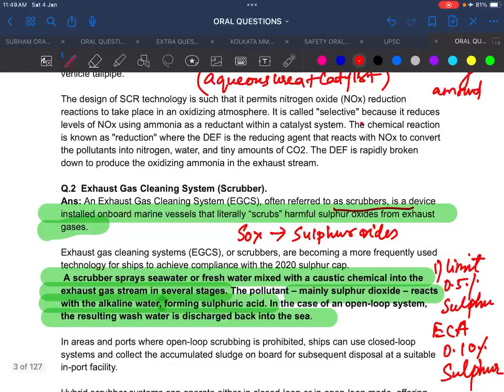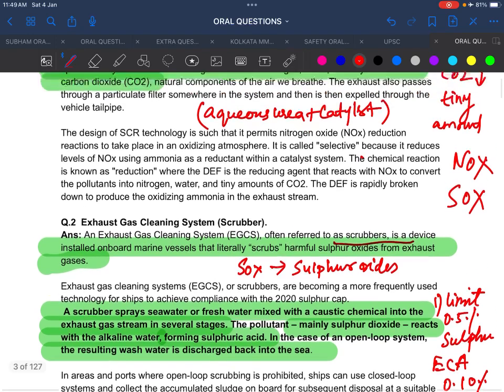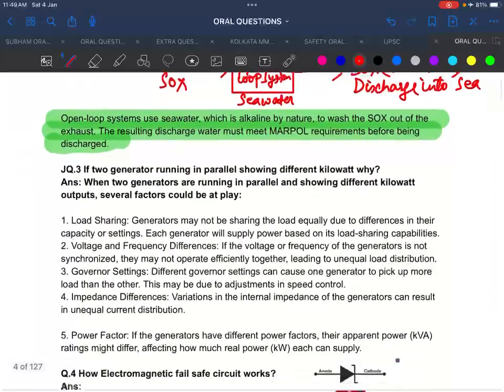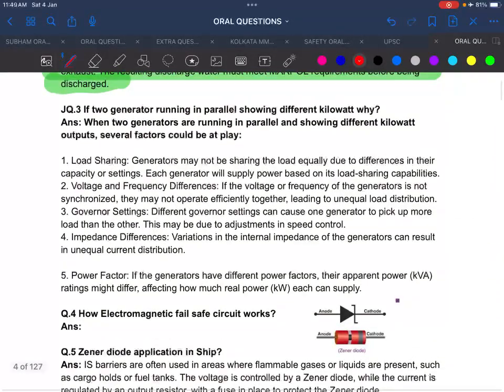Basically these are two systems: the selective catalytic reduction system, which is for NOx, and the exhaust gas cleaning system, which is for SOx, that is nitrogen oxide and sulfur oxide. These two questions I have already dealt with. So now let's go further to question number 3. If you have any doubt in the previous two questions, you can ping me in the comment section. If you say, sir, I don't understand this point, I will explain everything better. So no problem, let's go for further questions.